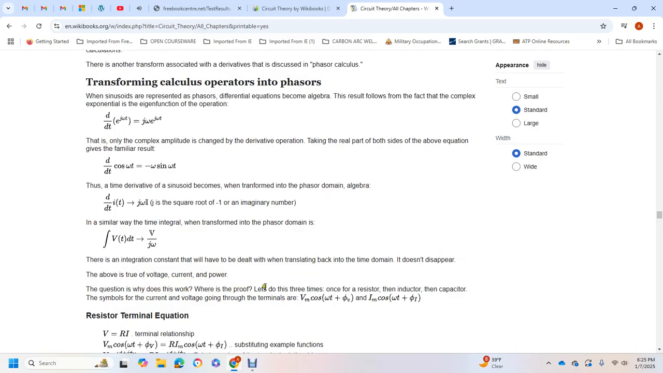The question is, why does it work? Where is the proof? Where's the proof? Let's do it three times, once.